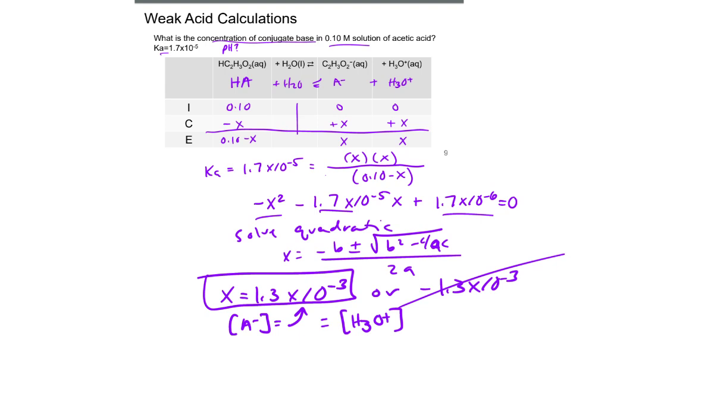So we've answered the first question, which is what is the concentration of conjugate base? By going through the ICE table and solving the quadratic, we get 1.3 times 10 to the minus 3 molar. For solving for the pH, we need to take minus the log of the H plus or H3O plus concentration, which is also 1.3 times 10 to the minus 3. And again, I'm getting that because both A minus and H3O plus are X in the equilibrium line in my ICE table. And so we take minus the log of that, we'll get 2.89.